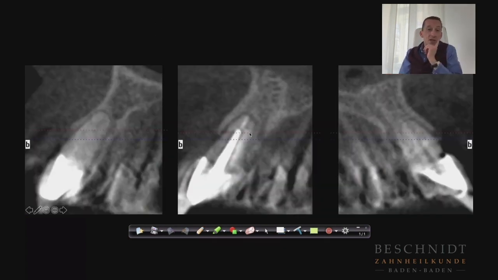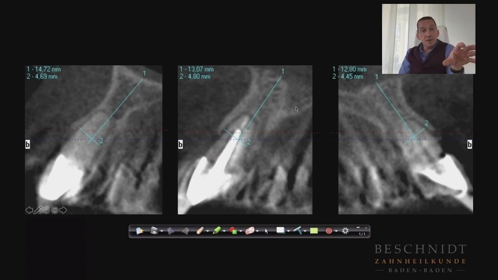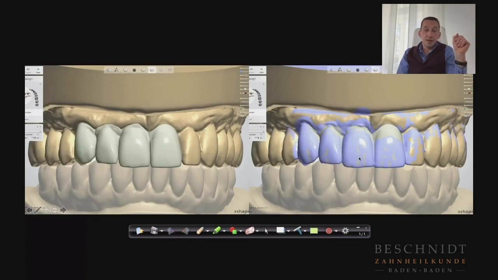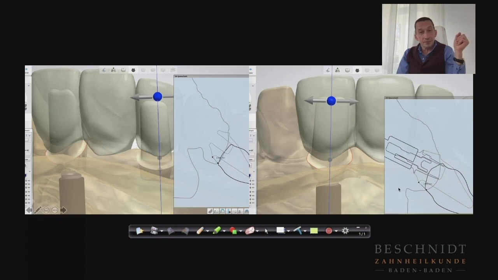So we took a cone beam CT. We just measured if it's possible to do immediate loading. And then we planned implant positioning and, of course, long-term provisional. So this was the digital planning of the long-term provisional.